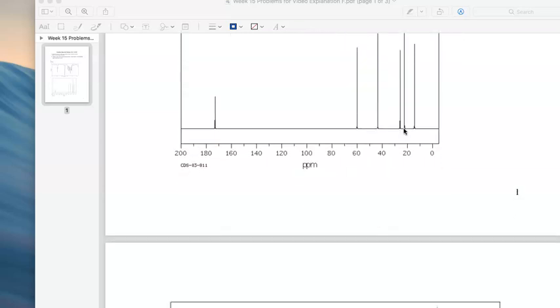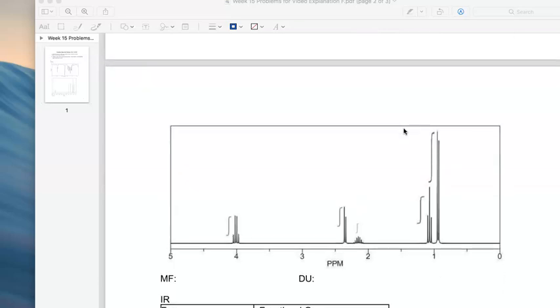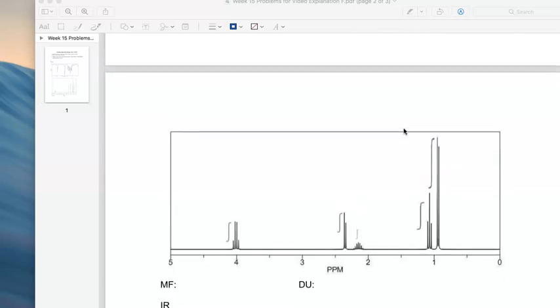Next we can look at the HNMR spectra. We can see the number of signals that we have for this molecule. Based off of the HNMR, we have 5 signals, so 1, 2, 3, 4, and 5. So this means that we have 5 different types of protons in our molecule, or in other words, we have 5 unique carbons bound to hydrogen. These signals show us symmetry within the molecule.